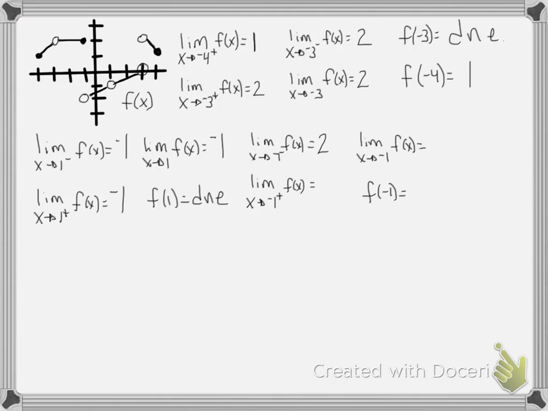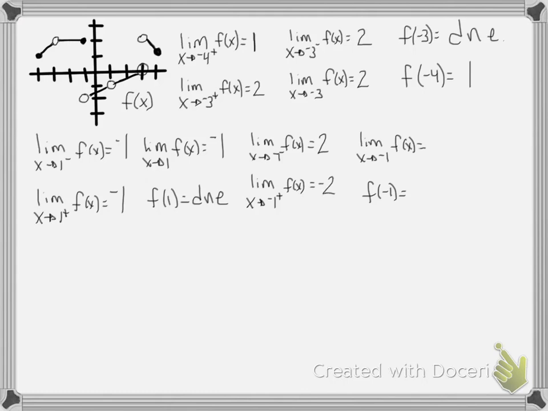Doing negative 1 from the right-hand side, well, again, you're a little bug. You're approaching an x value of negative 1. So here, x value is positive 1, your x value is 0, your x value is negative 1. What y value are you getting close to? You're getting close to a y value of negative 2. And so that is the limit as x approaches negative 1 from the right, negative 2.